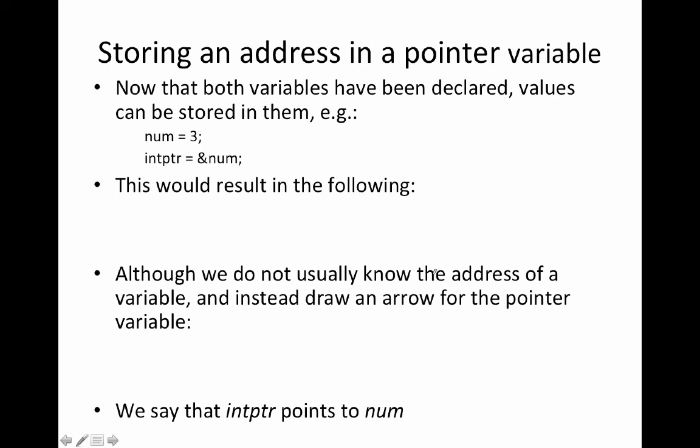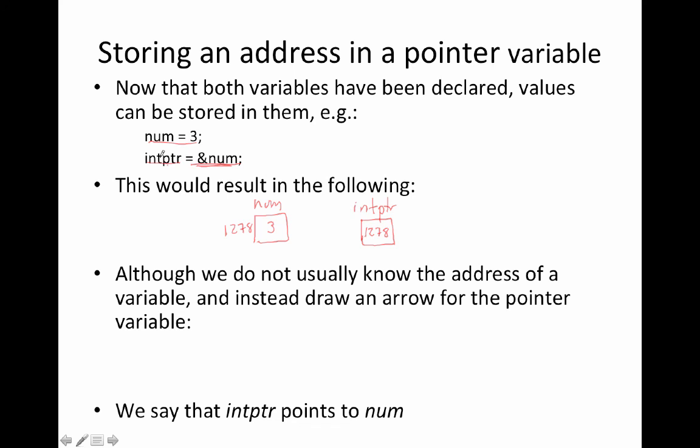Now that we have declared both variables, we can put values in them. Let's draw the little boxes again. We have declared the variable num, and we have declared the pointer variable int pointer. We could say, for example, num gets the value of 3, so that stores a 3 in that location. And we could say int pointer gets the value of the address of num. Again, if the address of this location is 1278, then that is what we're storing in int pointer. So we're storing the address of the variable num in the pointer variable int pointer.